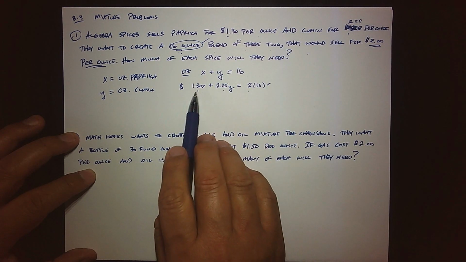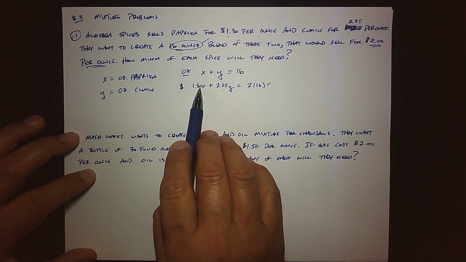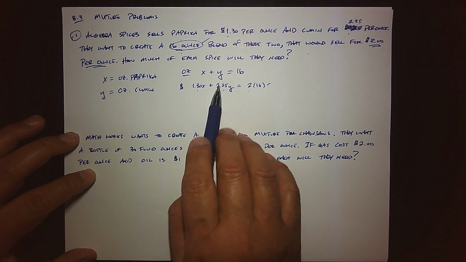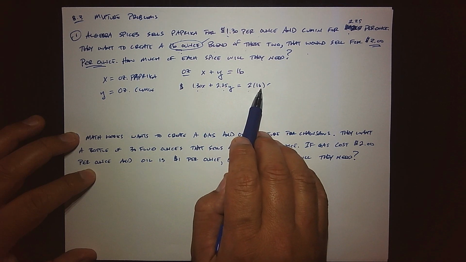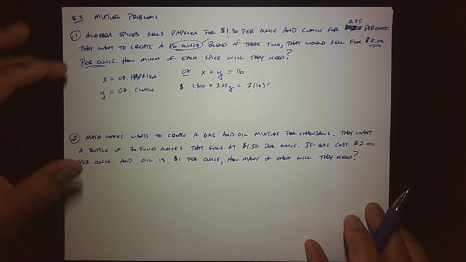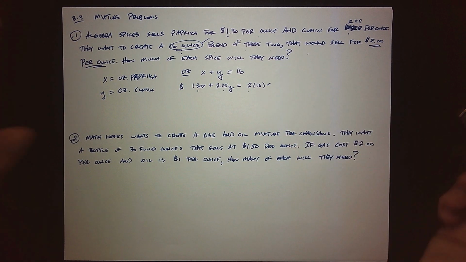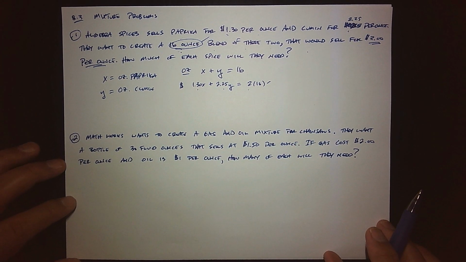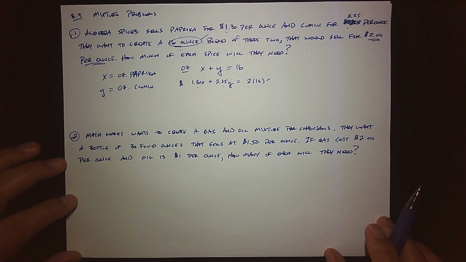But my units make sense, right? Dollars coming from the paprika ounces, dollars coming from the cumin ounces should equal the dollars in my final blend. So we're good to go. All right, and again, everything's been set up. I have 2 unknowns, I have 2 equations. We're off and we're ready to solve, which we'll do later in another video.